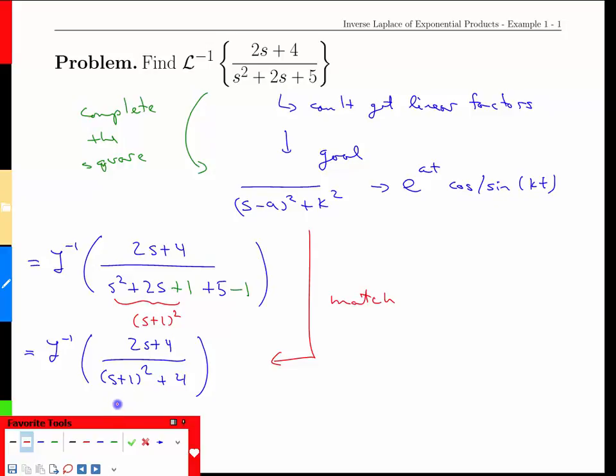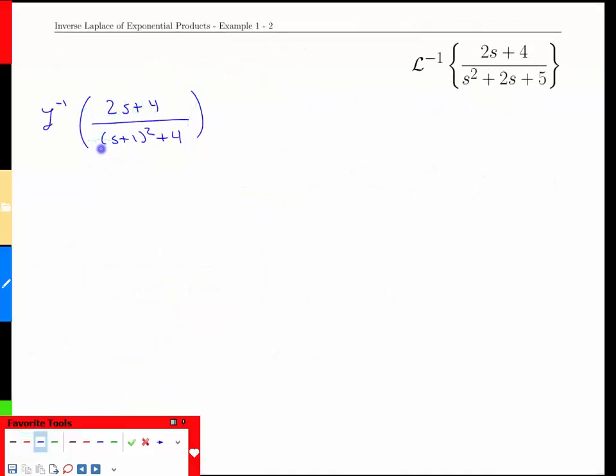Now there's still one more wrinkle. We'll look at that on the next page. From this form, recall that if we're going to have a shifted cosine, let's say e to the at cos of kt, the transform of that is going to look like s minus a over (s minus a) squared plus k squared. When we transform the cosine, which has an s in the transform numerator, we're going to need to replace it as well as the s in the bottom with s minus a.